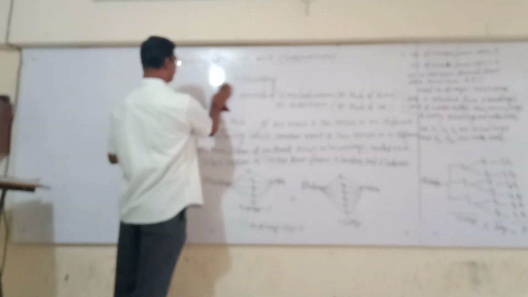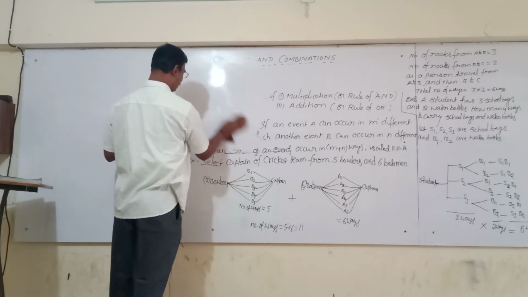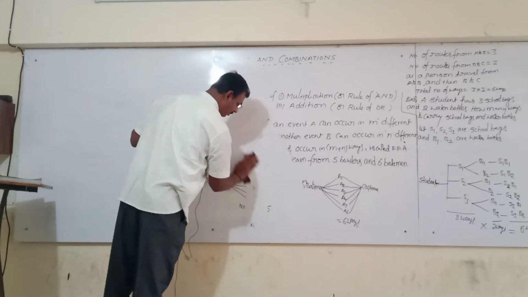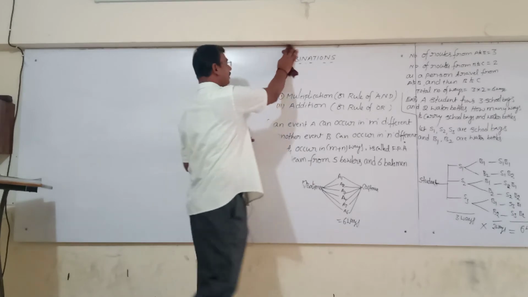Okay, now we are going to the problems, model-wise, one by one. What is the first model in permutations and combinations using the fundamental principle of multiplication and the fundamental principle of addition?